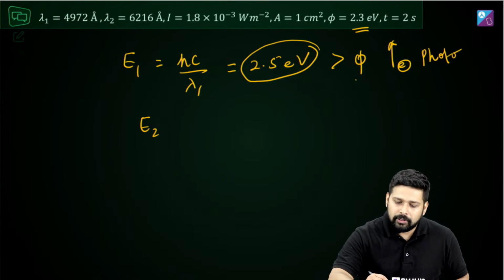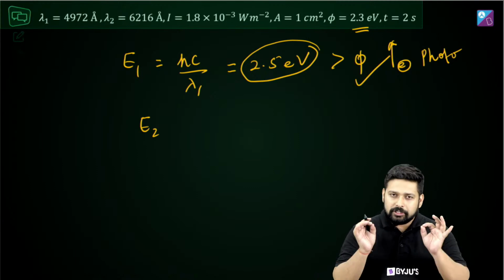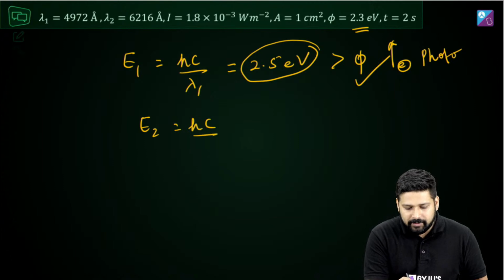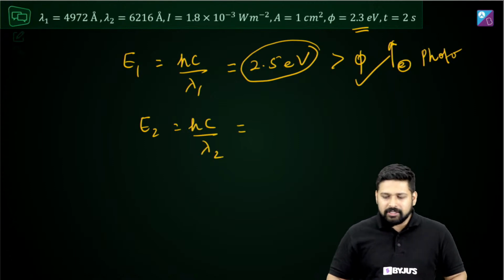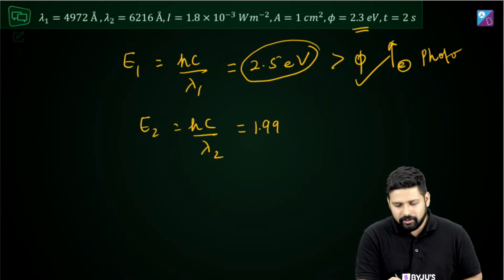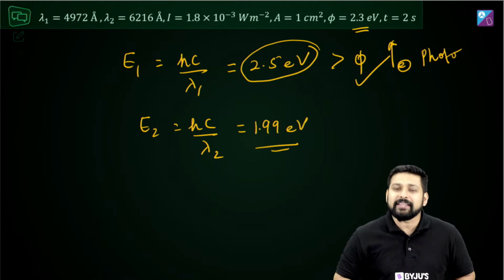This is going to facilitate the photoelectric effect. E2 equals hc by lambda 2. Once you find this value, it comes out approximately around 2, which means 1.99 I think, in terms of electron volts, which is less than this.